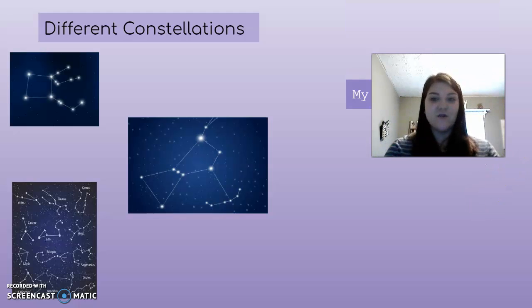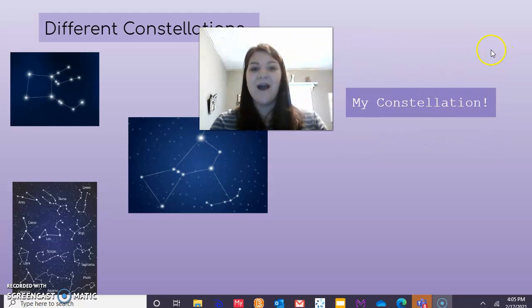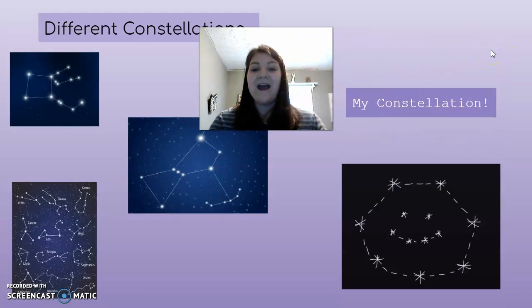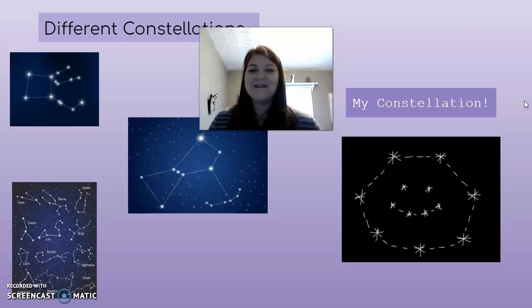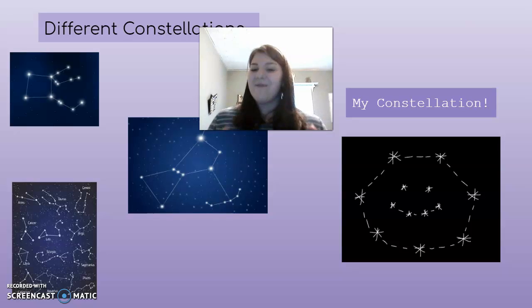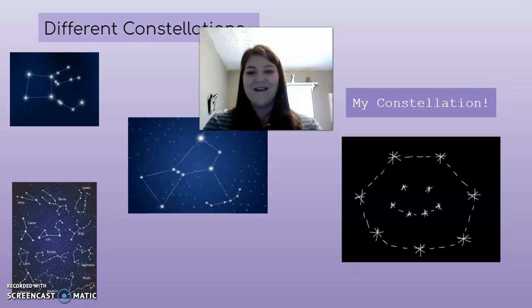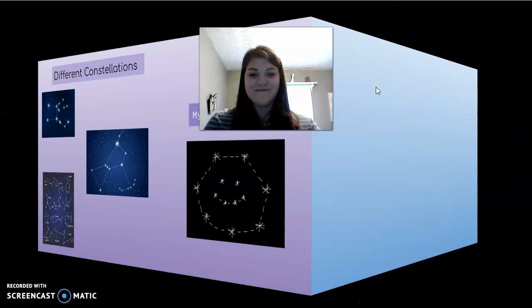And of course, I had to do my own constellation so you could see what I would want to see in the sky. And I want to see a big smiley face. I did a big smiley face because I love science and I think constellations are so cool and I absolutely love space. And I love teaching space to you guys. So big smile on my face when I talk about space.